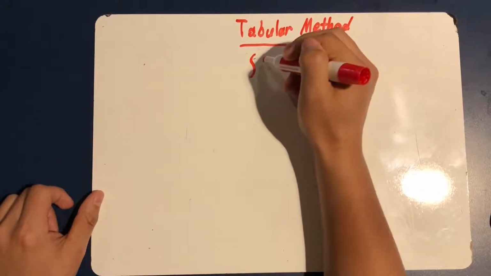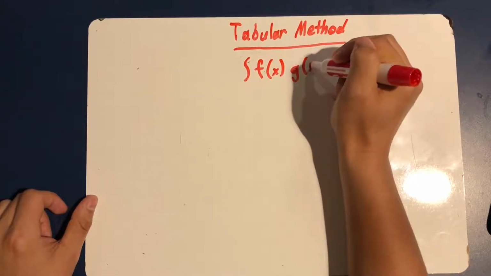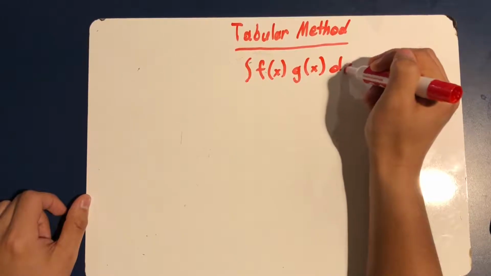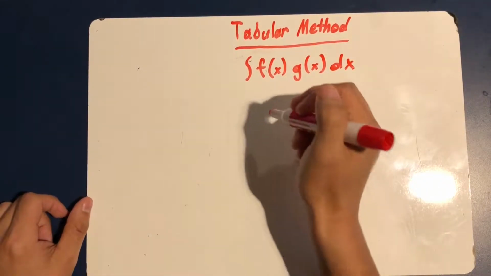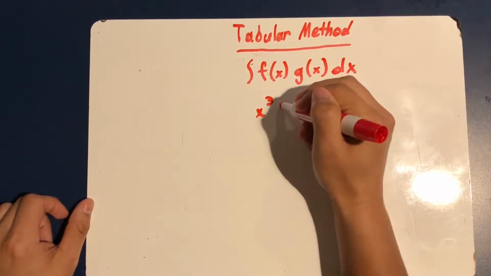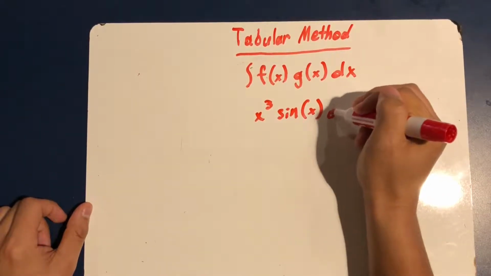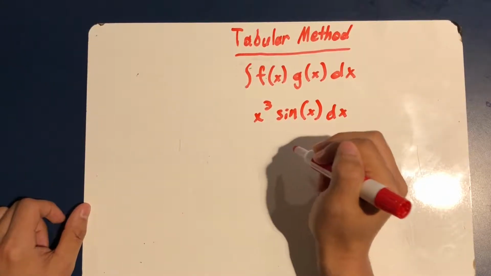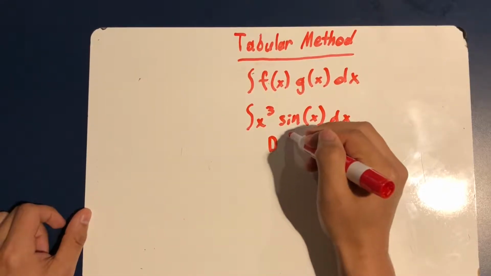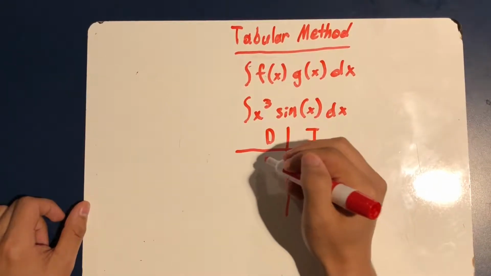Here I'll be showing you integration by parts using the tabular method. If we're finding the integral of f of x times the function g of x dx, we can easily find the integral of these two functions if we use the tabular method, as long as one of these functions is easily derivable and the other we can integrate repeatedly easily. So if we use the example of the integral of x cubed times sine x dx, we can use the tabular method. We make one side for the derivative, the other side for the integral.